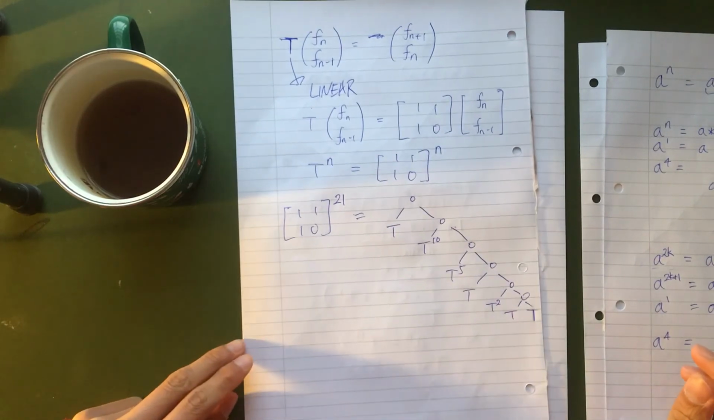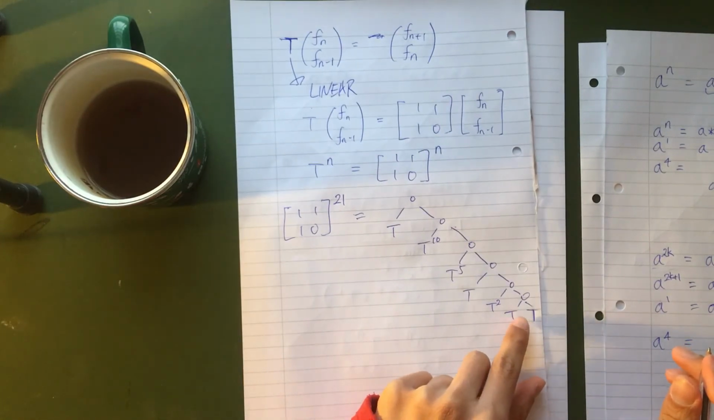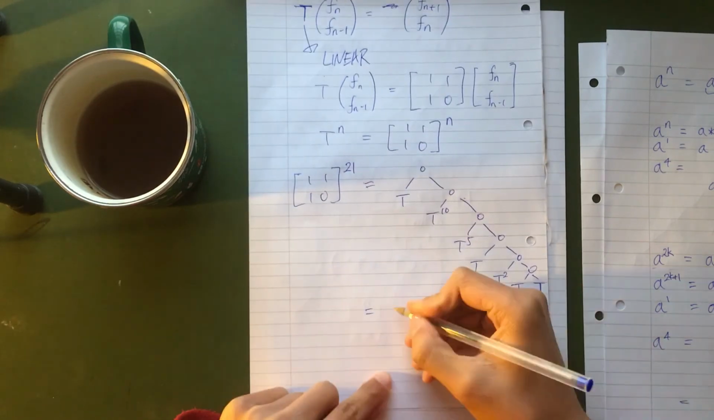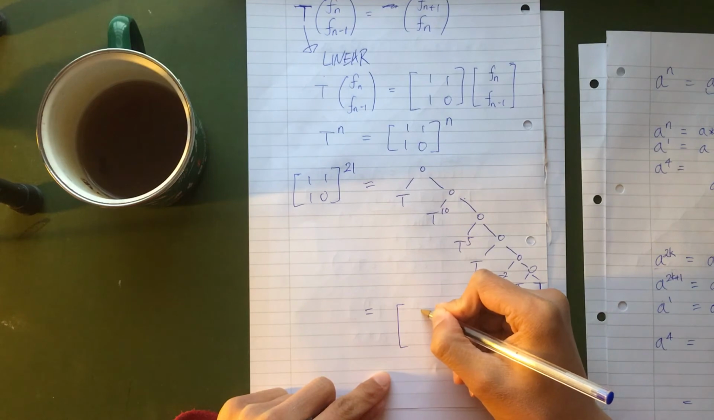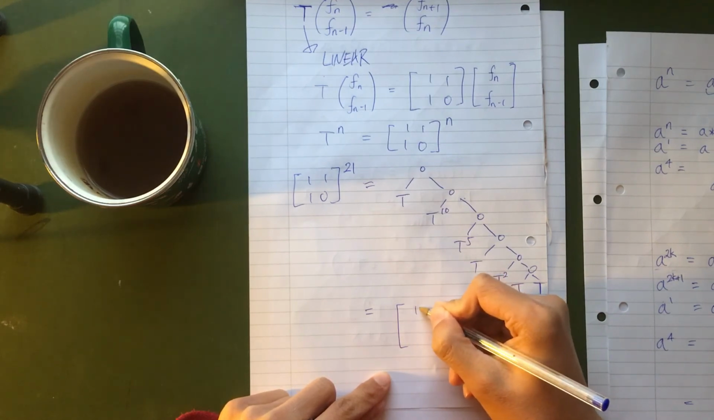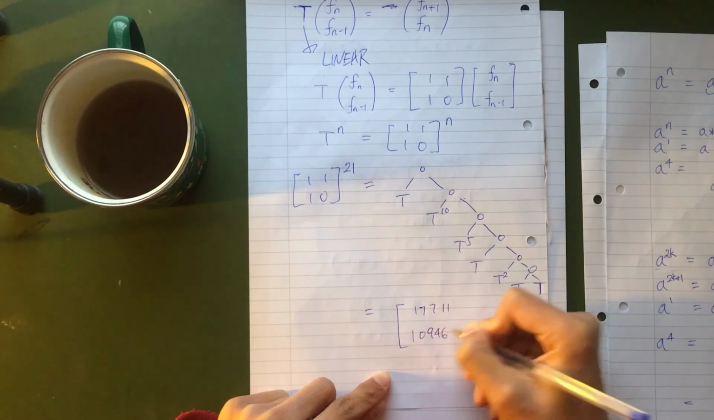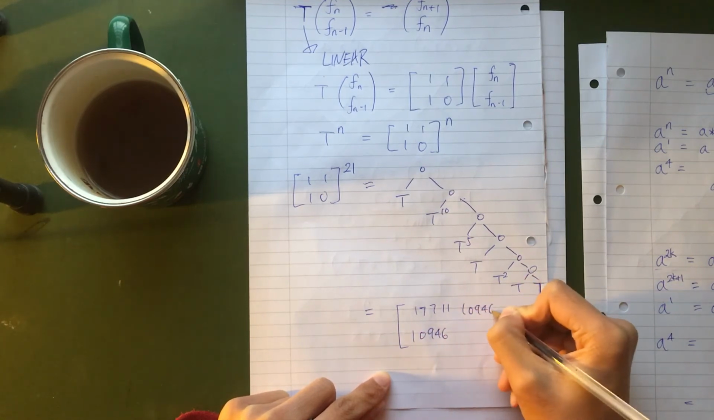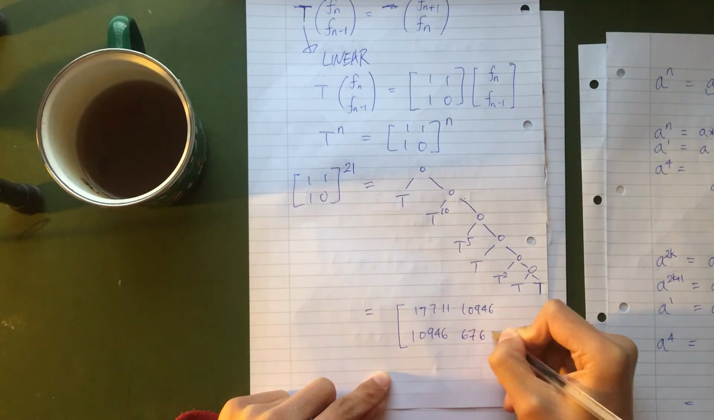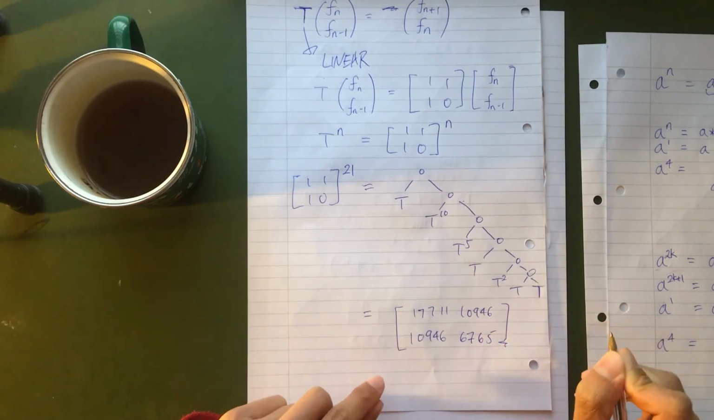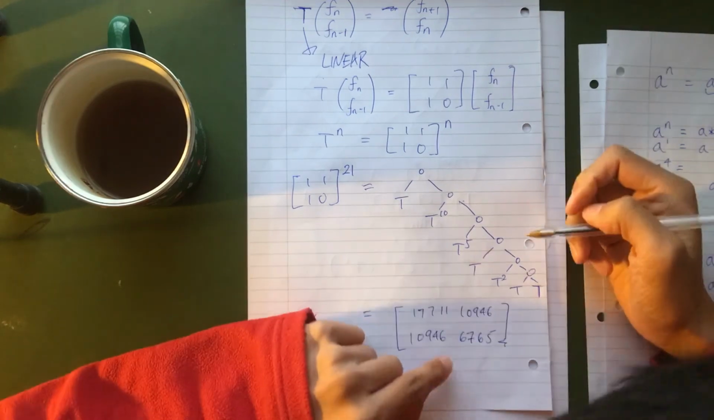And it's going to give us a bunch of big numbers. And the point is that this raised to the 21 gives us 17711, 10946, 10946, 6765. Numbers aren't really important, even though I said that's what's important. Well, whatever.